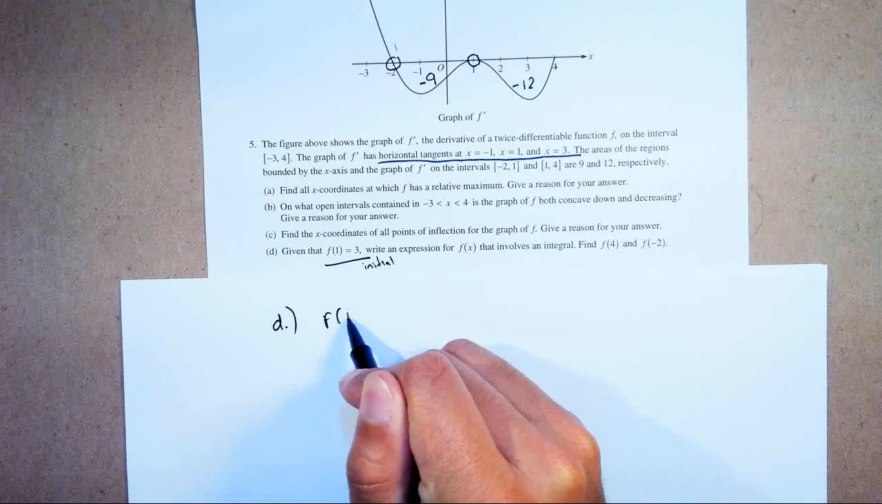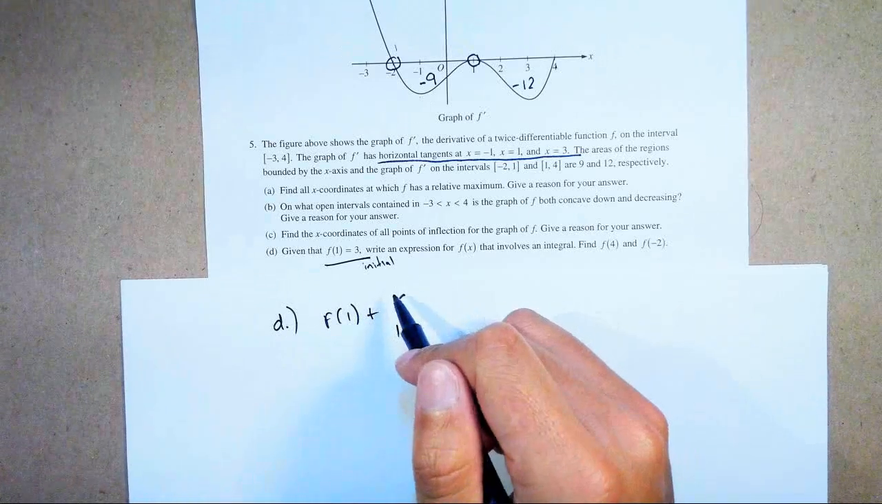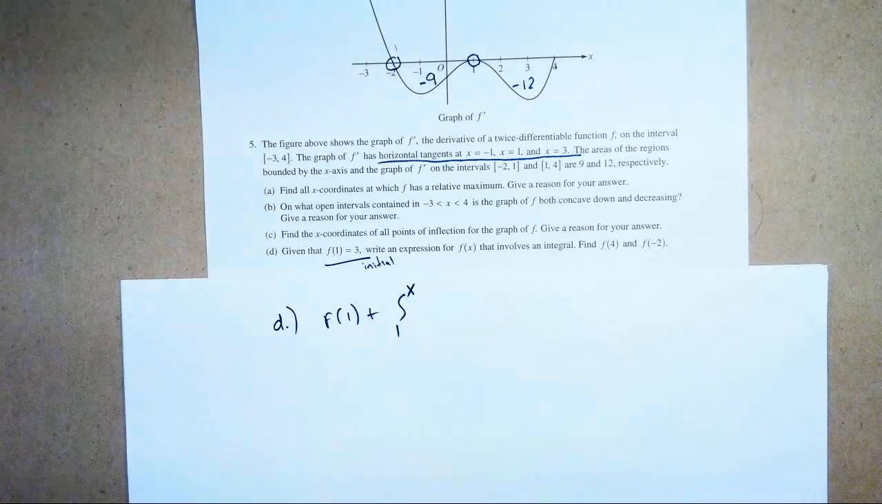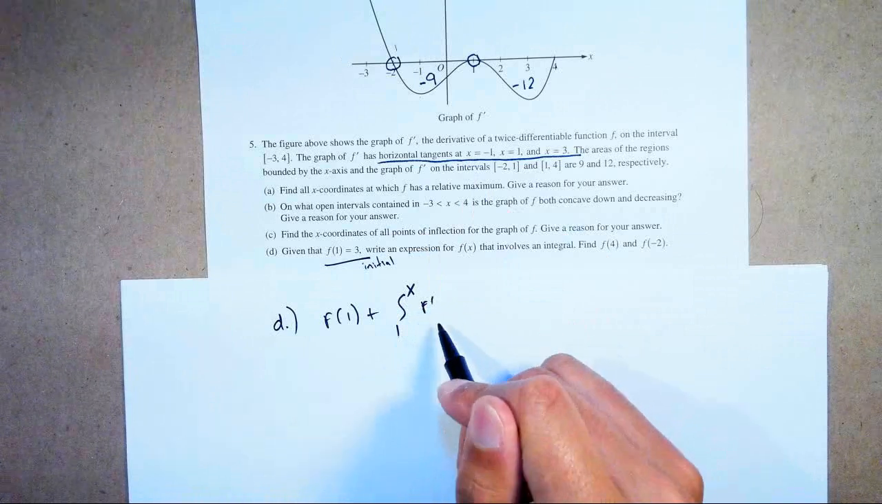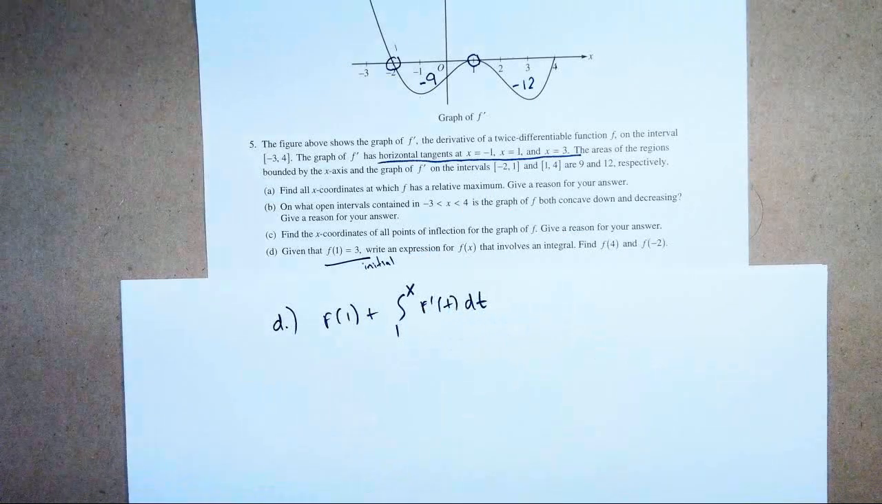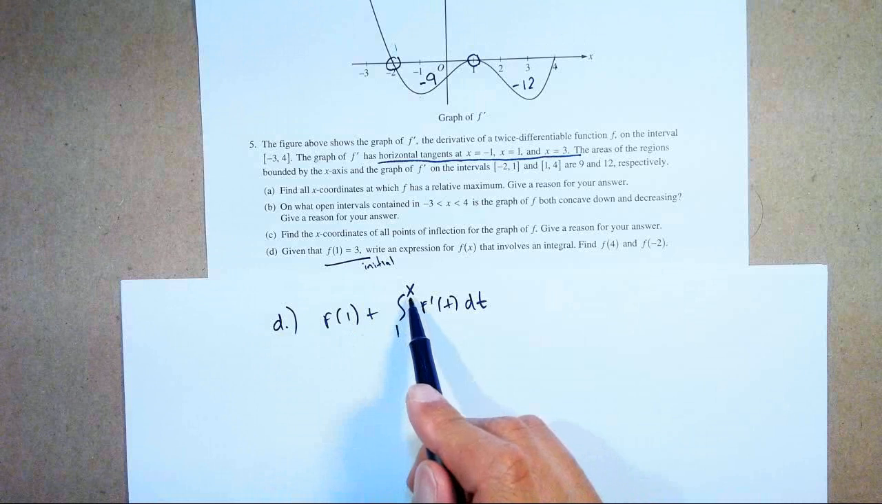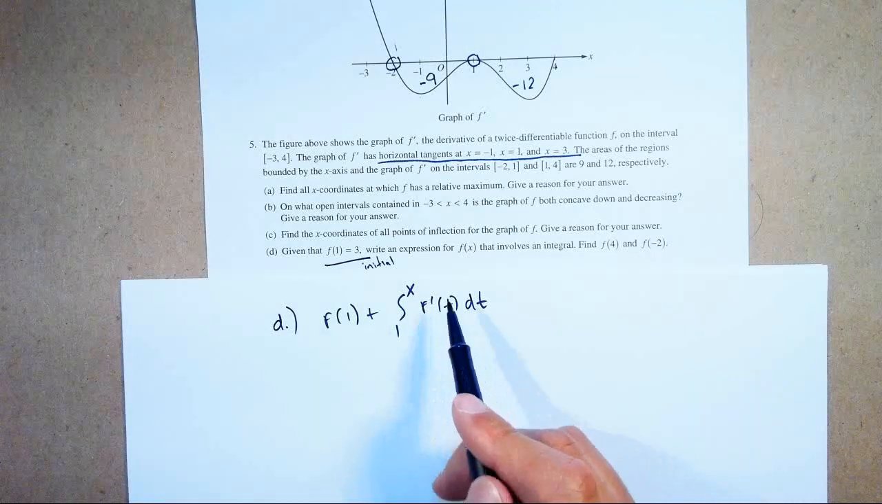f of 1, your initial, plus, from your initial to any point they want, x of what? Well, with the graph that's given to you, f prime of t dt. That's your integral. And this is actually the final position formula. Anytime they ask you for a position, it's your initial plus your starting point to whatever point they want, forwards or backwards, of the equation that's given to you already.